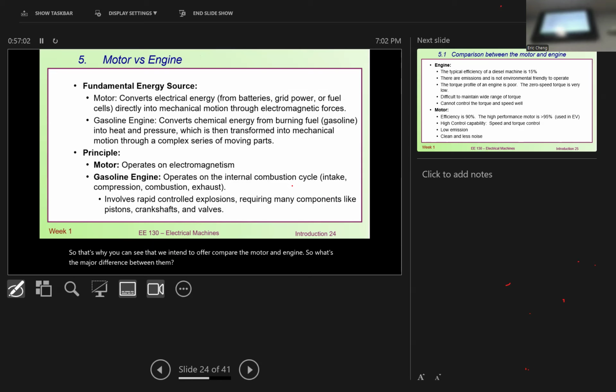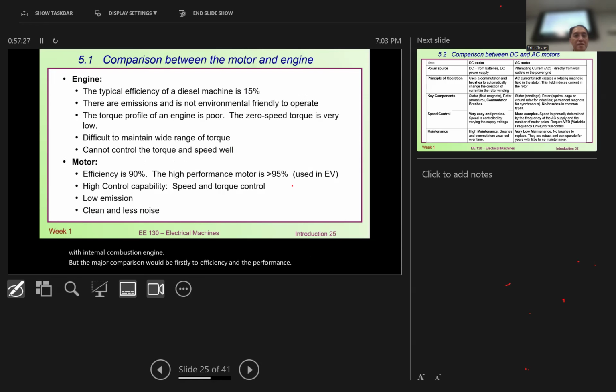You know that a motor converts electrical into mechanical energy. Gasoline is using chemical energy. Both of them work really well, but this one mainly relies on electromagnetics, while this one mainly relies on the ICE, internal combustion engine. The major comparison will firstly be the efficiency and the performance. So you can see that the efficiency for the ICE is not very good. We know that 15% is quite a lot. Maybe some good ones reach 15, some poor ones may go down to 12 or so. So really not very good efficiency.